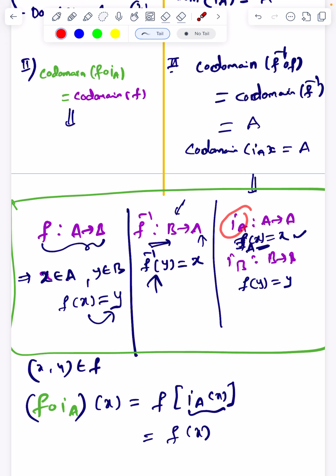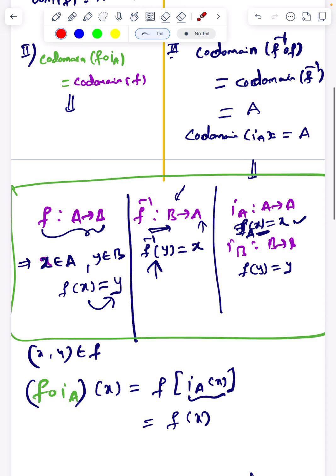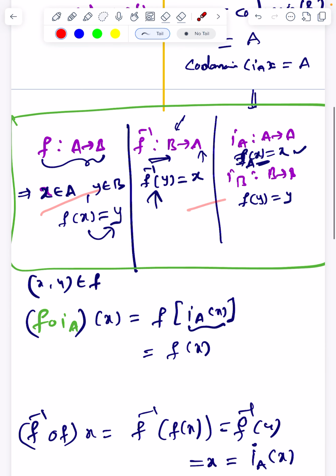We know that the identity function is a bijective function. We can write I of x is equal to x. IB is also a bijective function, which means it is an onto function. We can write like this: I_B of y is equal to y. From this we can prove that two functions are equal.